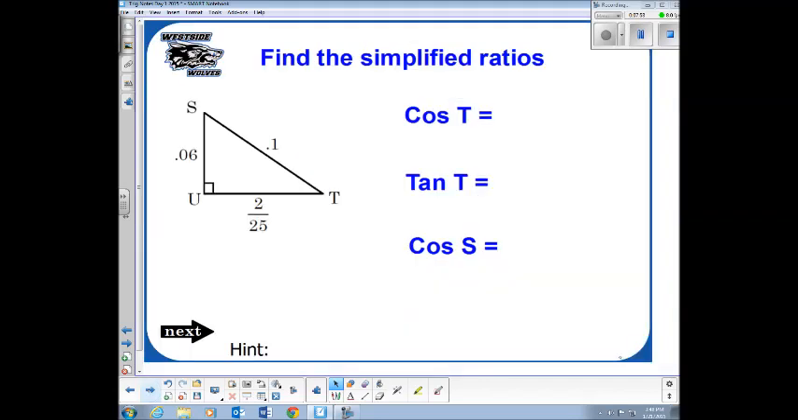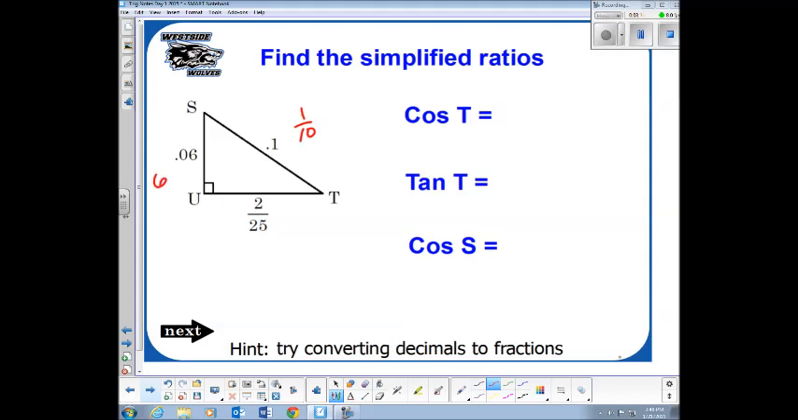And so the problems can look more complex. When you see a problem that looks like this, remember that because we're dealing with ratios, we want to follow the hint here, which is try converting all the decimals to fractions. So this becomes 1/10. This becomes 6 out of 100, which is equal to 3 out of 50.